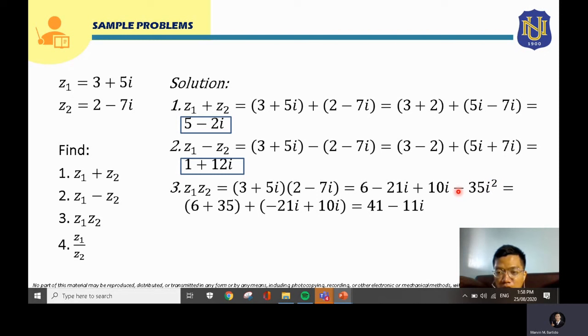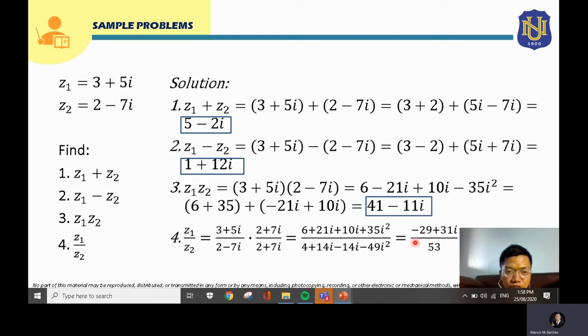So combining all the real parts, that will be 6 plus 35. And then combining the imaginary parts, that will be negative 21i plus 10i. So 6 plus 35 is just equal to 41, and then negative 21i plus 10i is just equal to negative 11i. So that will be the answer.